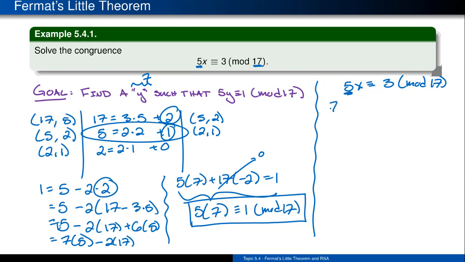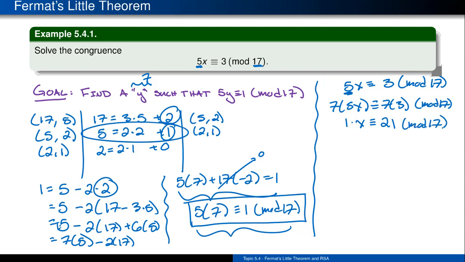So there's a 7 on the left-hand side and a 7 on the right-hand side, and I'm still doing this modulo 17. The 7 times the 5 is going to kick out a 1, by that inverse line I have down here. So the left-hand side is simply 1 times an x, and the right-hand side is 7 times 3, which I can compute as 21, so 21 modulo 17.